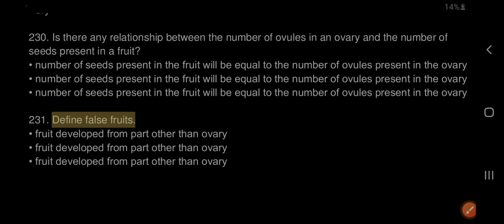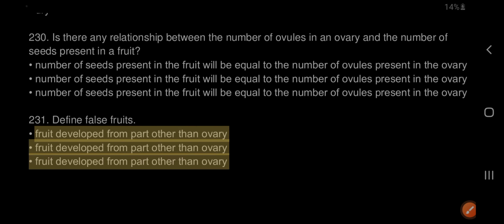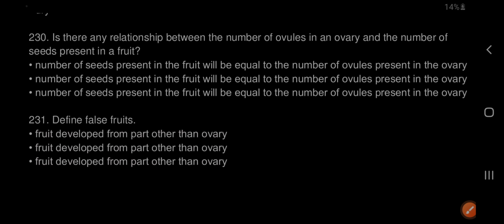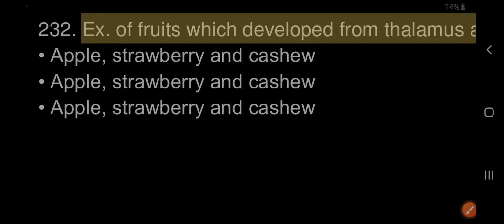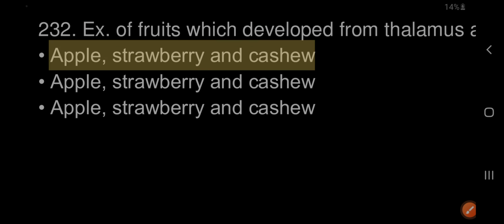232. Examples of fruits which developed from thalamus are apple, strawberry and cashew.